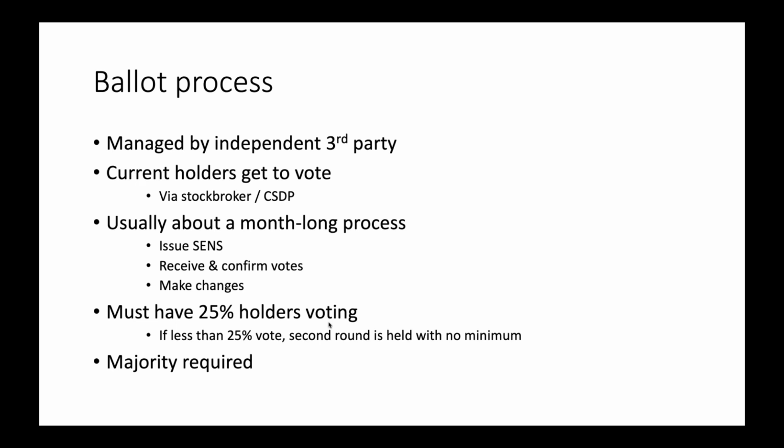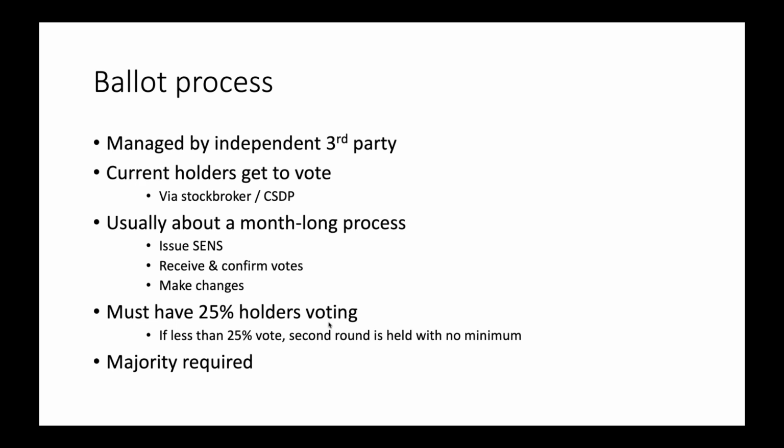The entire process runs about a month, maybe a little over. In total, from announcement to conclusion of the voting process, probably 6 weeks, and then it's announced, and then a week later, it will effectively happen. That is assuming that the balloting process went in favor of the change. It starts with a SENS being issued in the case of an ETF. They then start the ballot process, they receive and confirm the votes, and then if it has been confirmed, the changes are made.